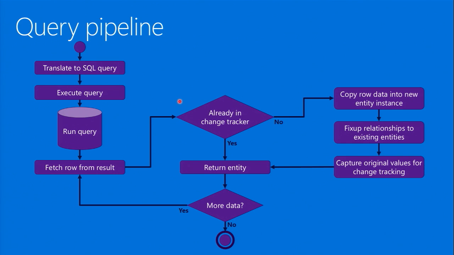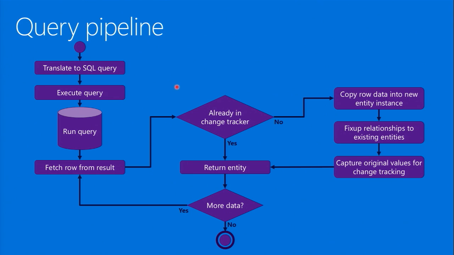Effectively what happens is we run the query on the database, we get the reader back, we take the top row from the reader, and we run it through the materialization pipeline. And then if there's more stuff left in the reader, we get the next row and do that again.